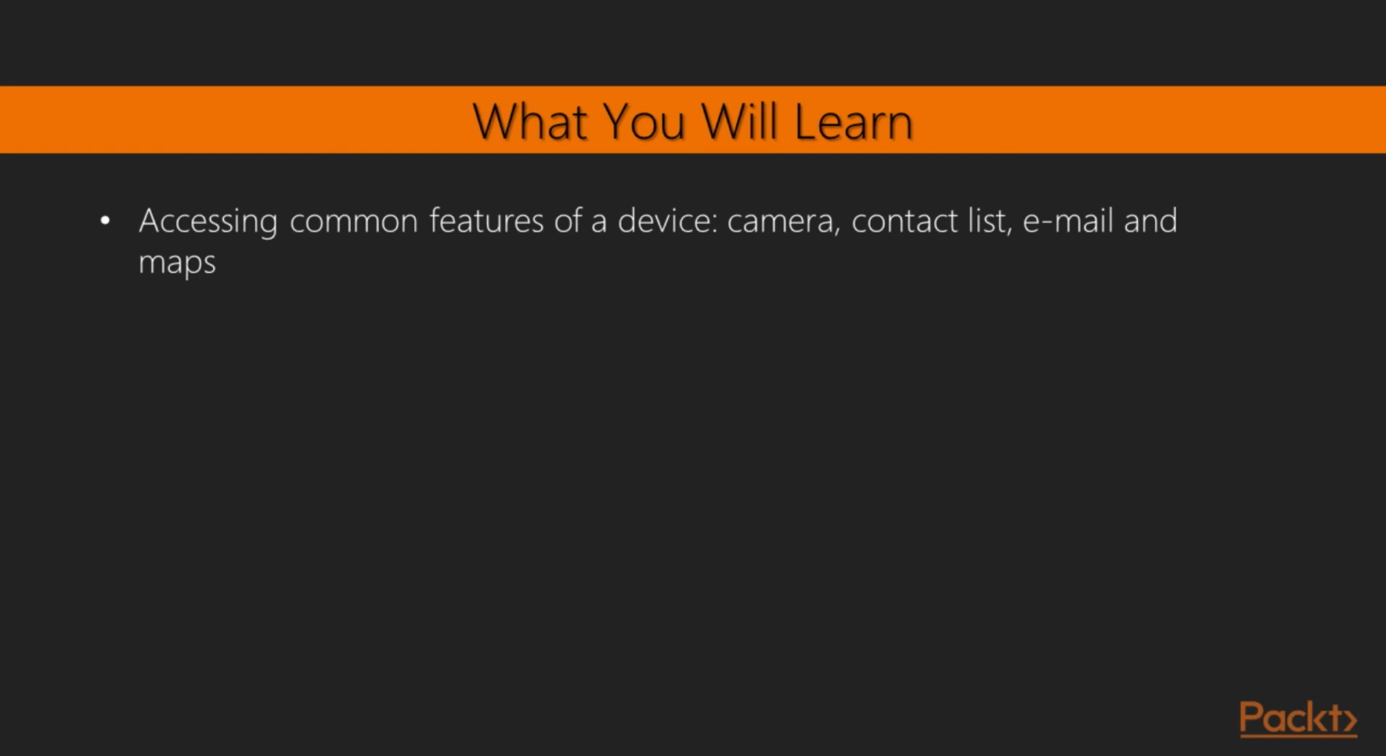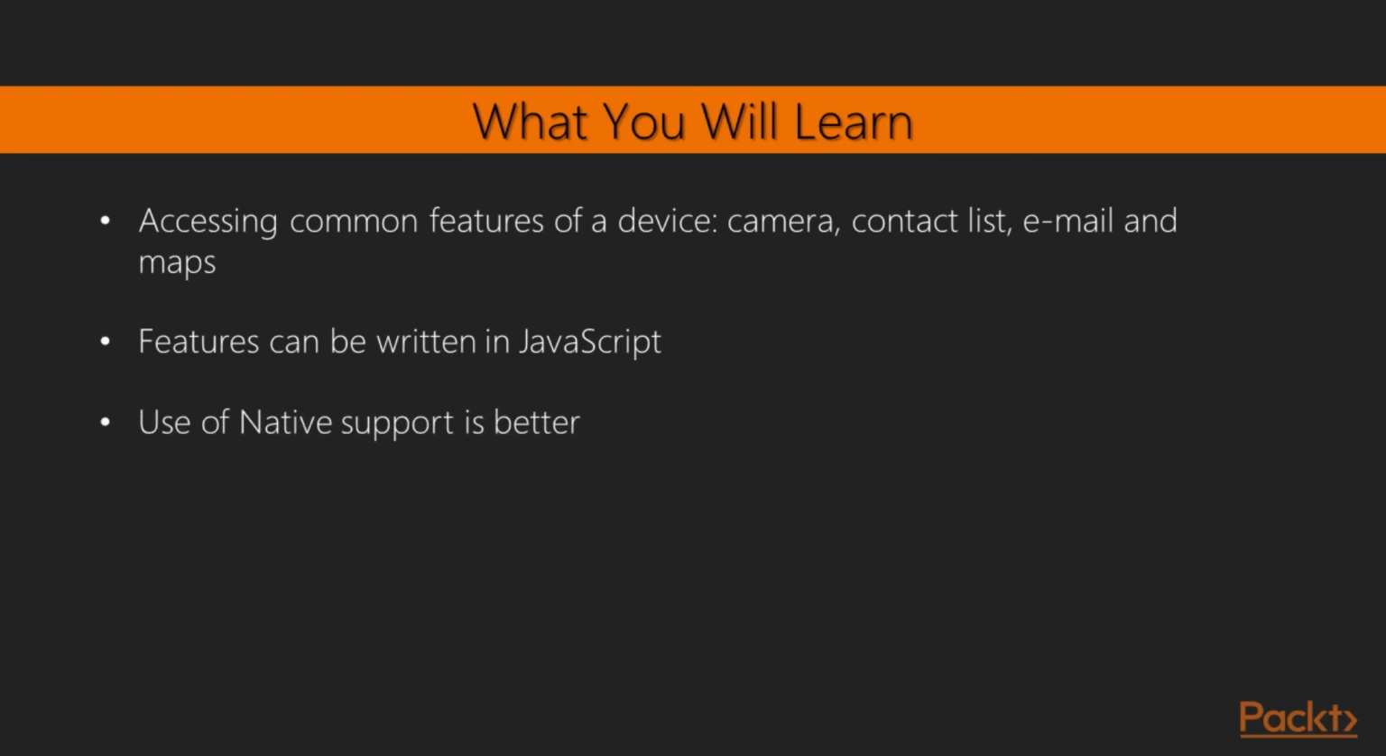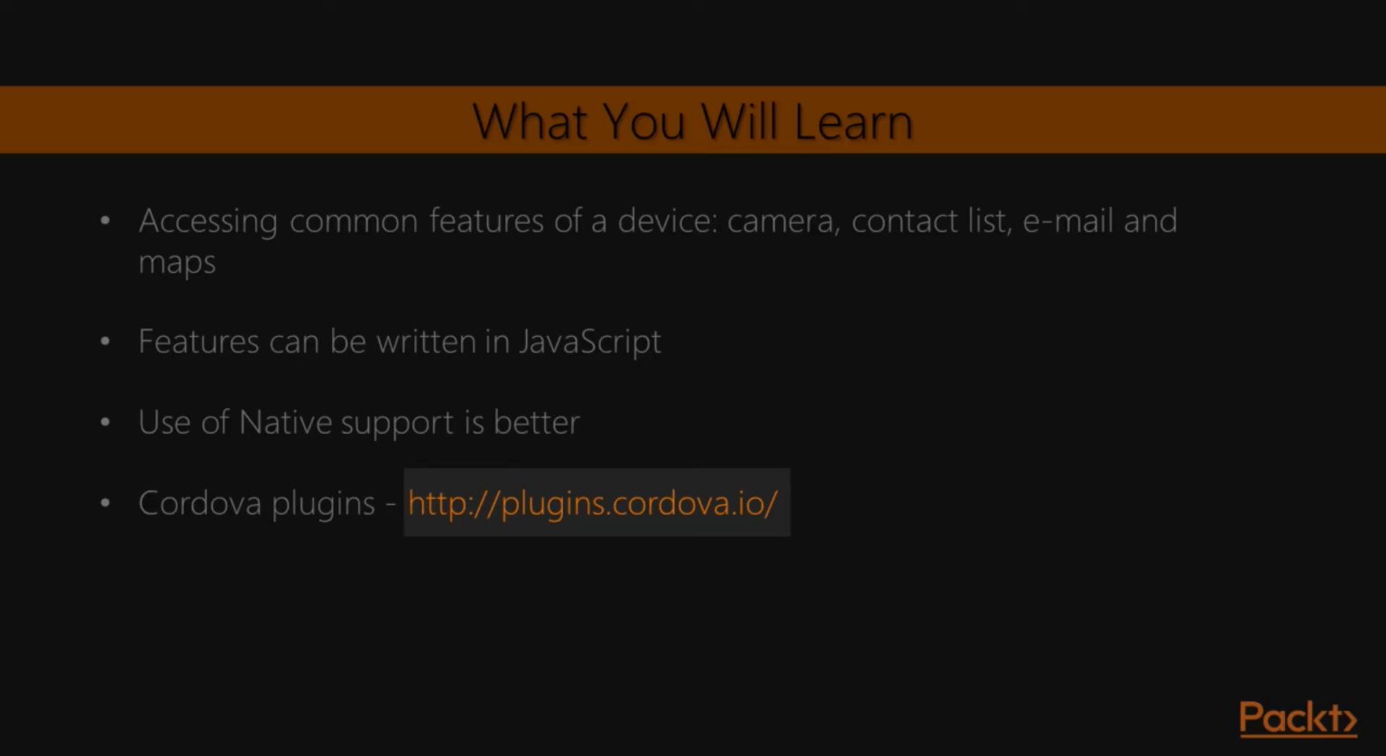In this section, you'll learn how to access some common features of a device, such as the camera, contact list, email, and maps. Some of these features can be written in a JavaScript-only environment, but the performance is not on par with native support. Cordova has a very well-supported community with many plugins. You may want to check out plugins.cordova.io to understand what is out there.